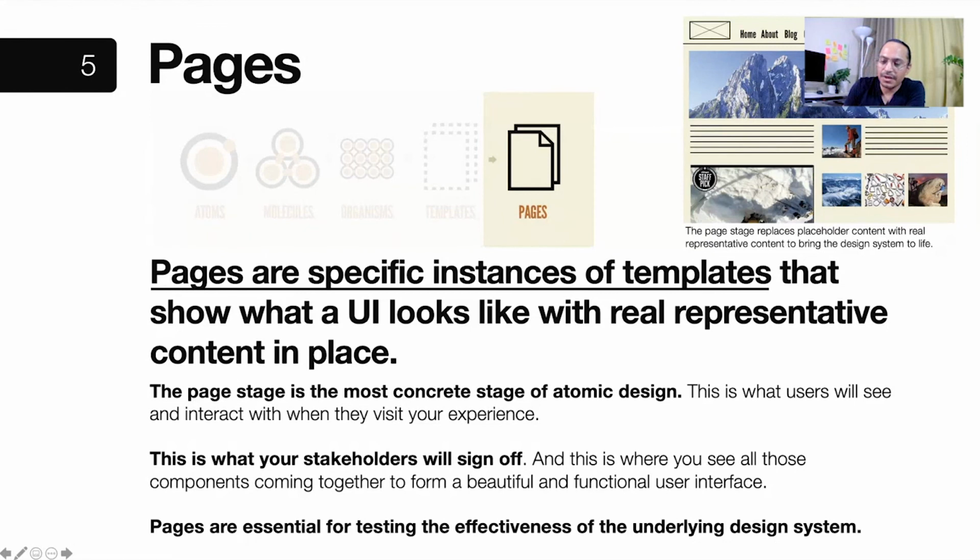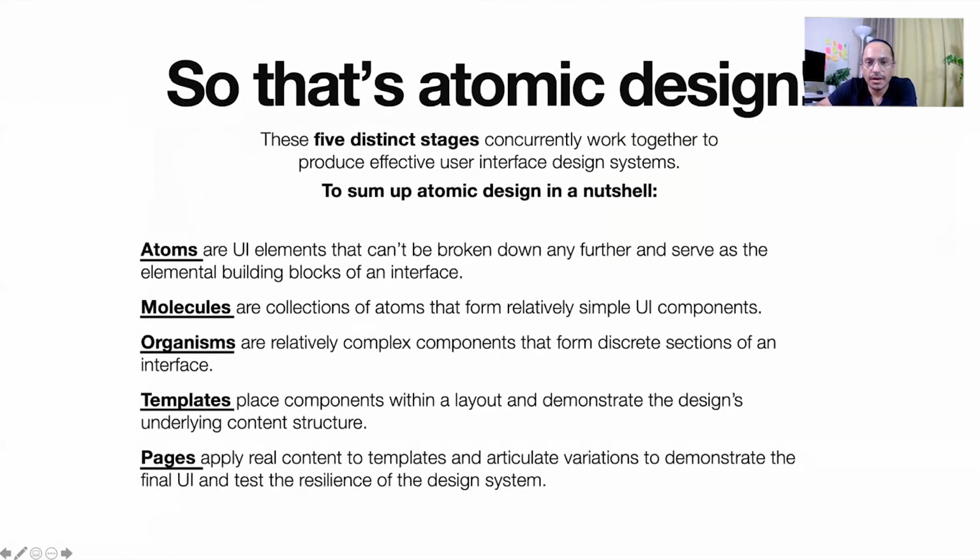Pages are essential for testing the effectiveness of the underlying design system. So once you have the design system and once you have these pages, only then you will be able to do the testing, check whether your design system is successful or not, or whether you need to do some changes or modifications. So that's the atomic design, right? Five distinct stages concurrently work together to produce an effective user interface design system.